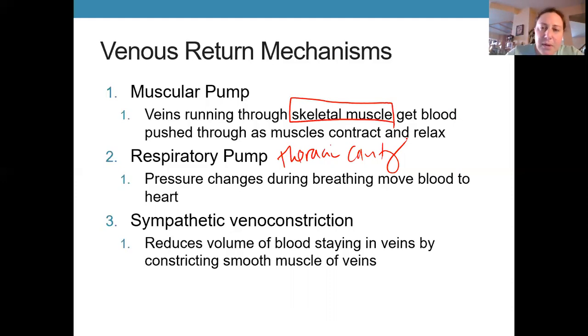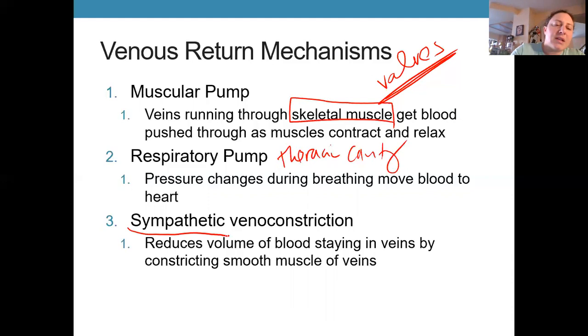Now, the muscular pump especially only works because of the valves that I mentioned last time that are in these veins. So that way we can't get backflow when the skeletal muscle contracts, we're only going to get forward flow. The veins block it.